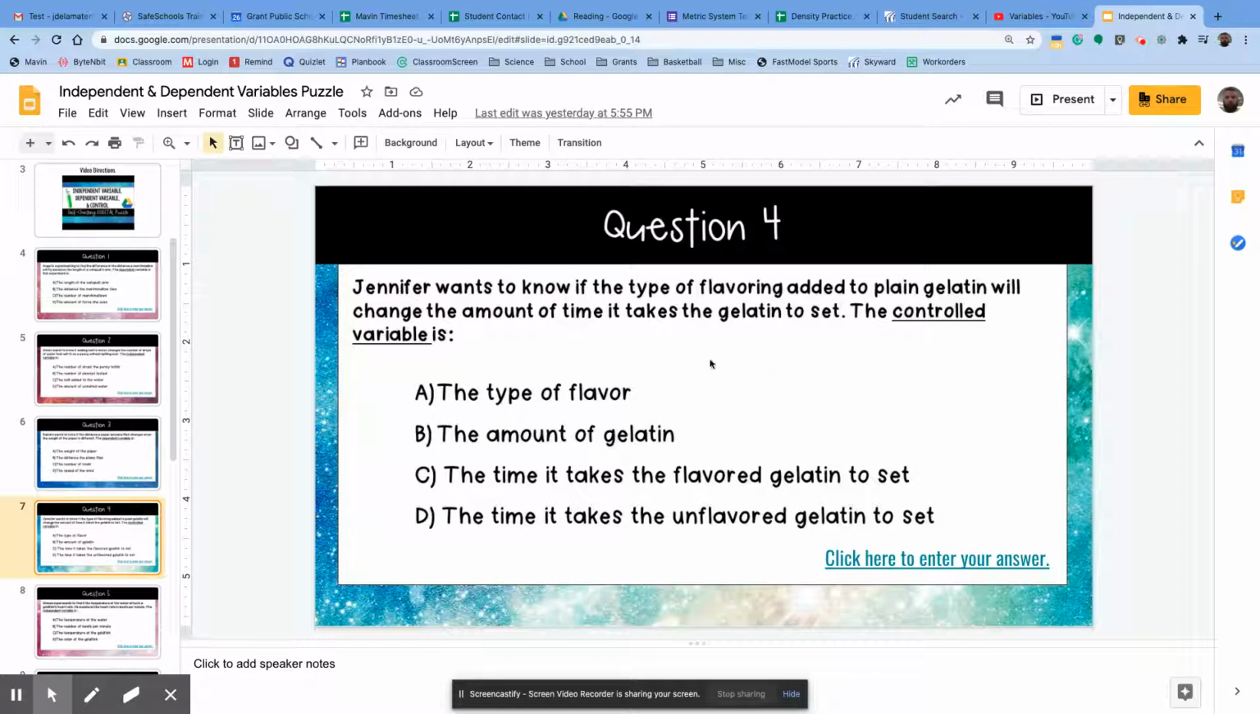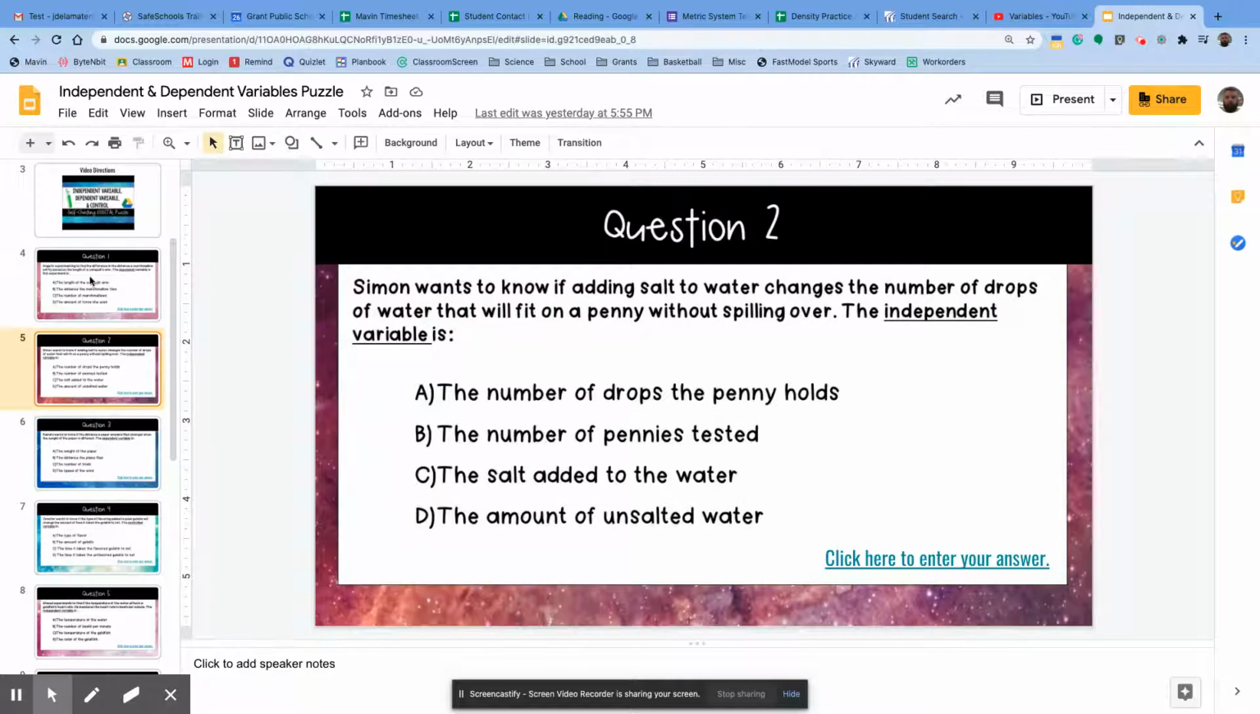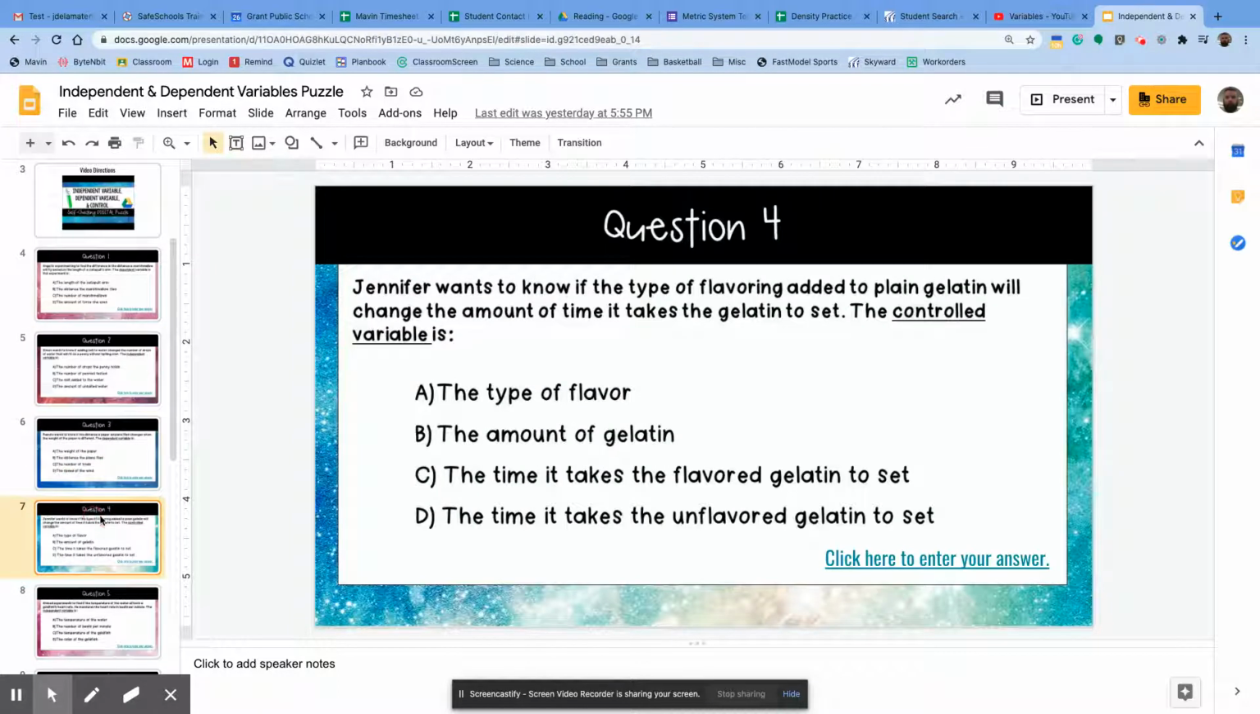We're also going to take out the stuff that they're measuring. And a clue for this one, in this case, is an amount. Amount is counting or measuring, and they're counting time. So we're going to take out the type of flavor, and we're going to take out the time, and that's going to leave us with the amount of gelatin. It does not say anything about changing that in this case, so that is set.